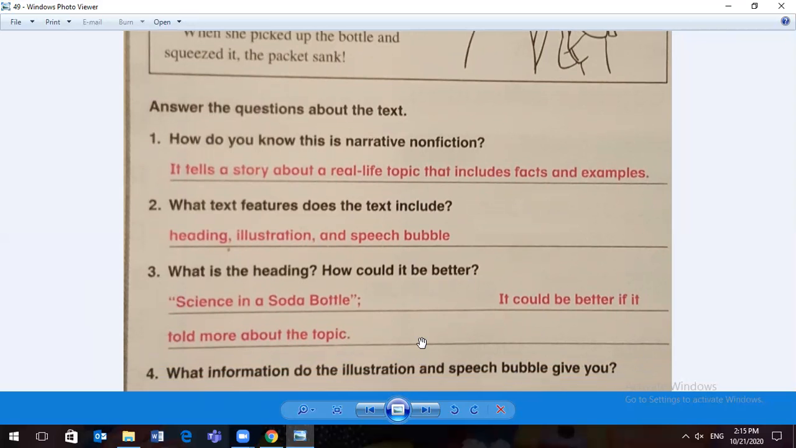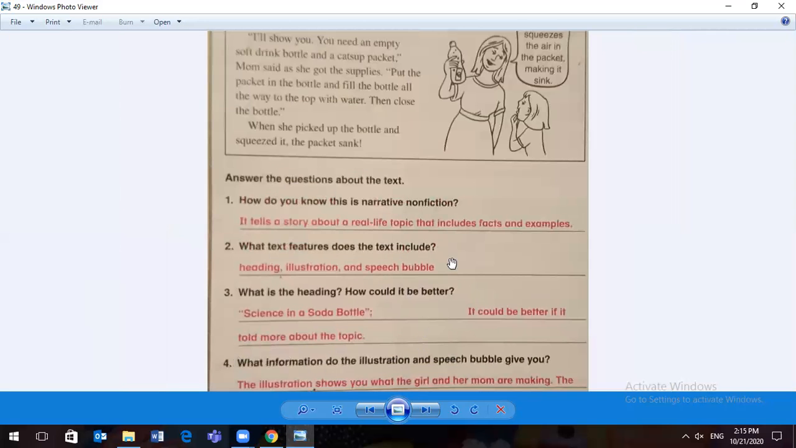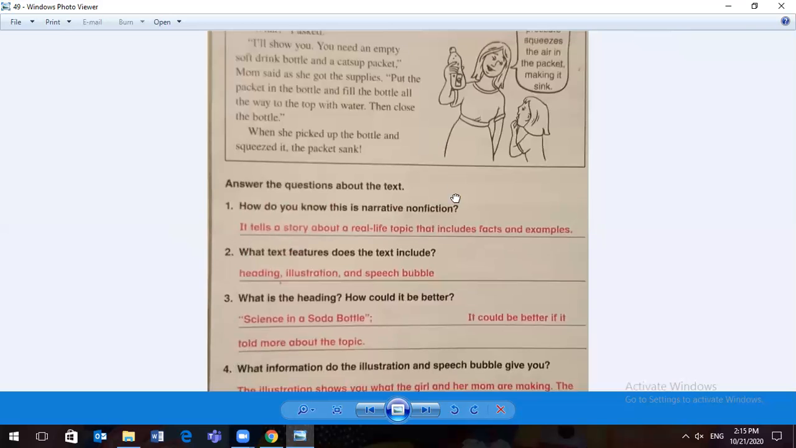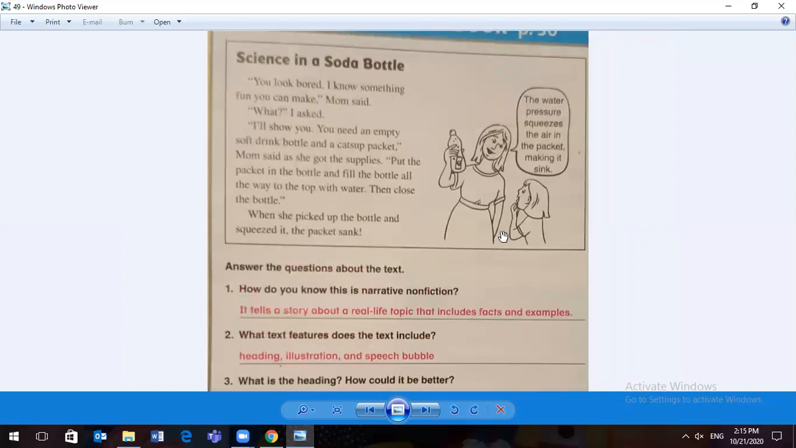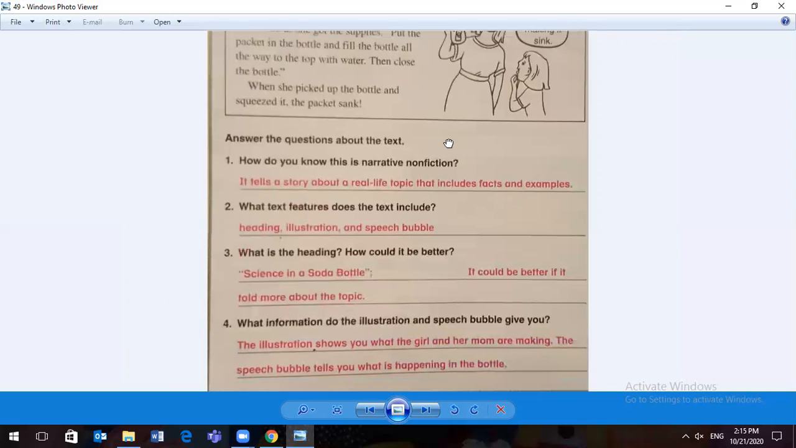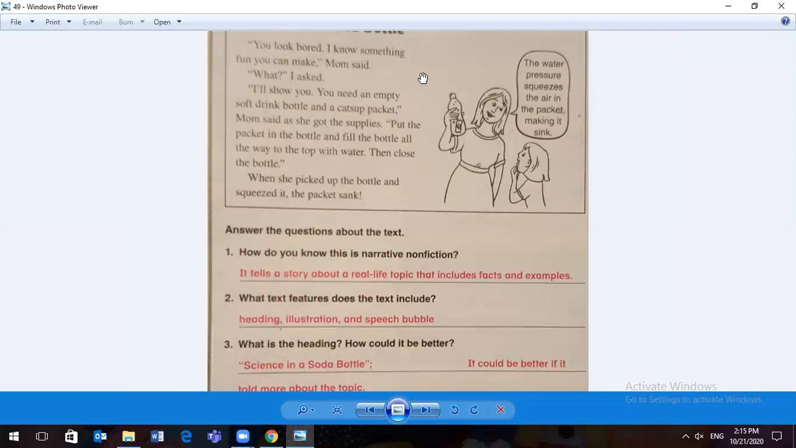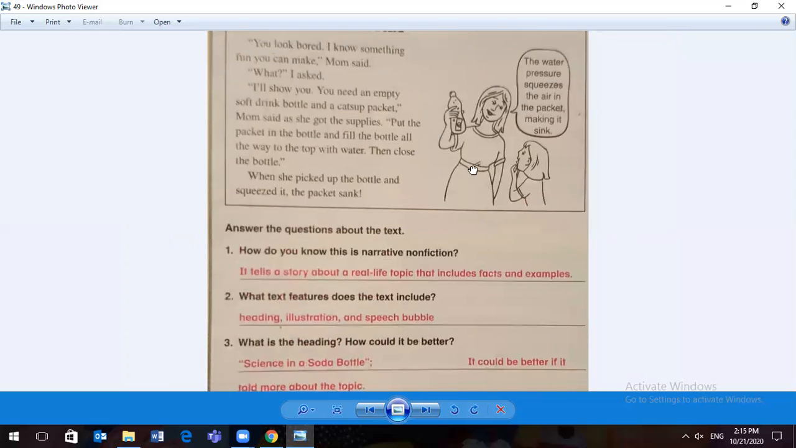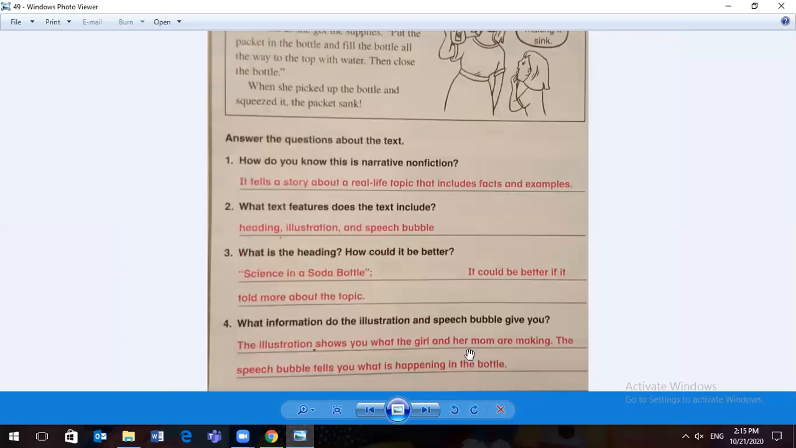All right, our last question about what we are reading is, what information do the illustration and speech bubble give you? All right, if we go up and we look at the illustration, it's a picture of what the girl and the mom are making. Okay, so it shows us what they are making in the story. And the speech bubble explains what is happening in the experiment. So our illustration shows what the girl and her mom are making, and the speech bubble tells you what is happening in the bottle.